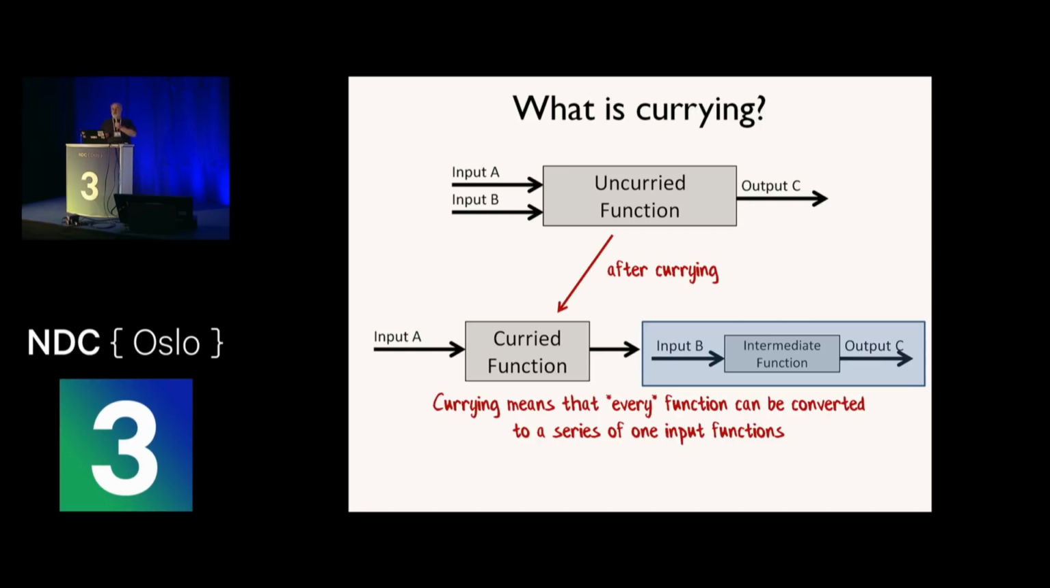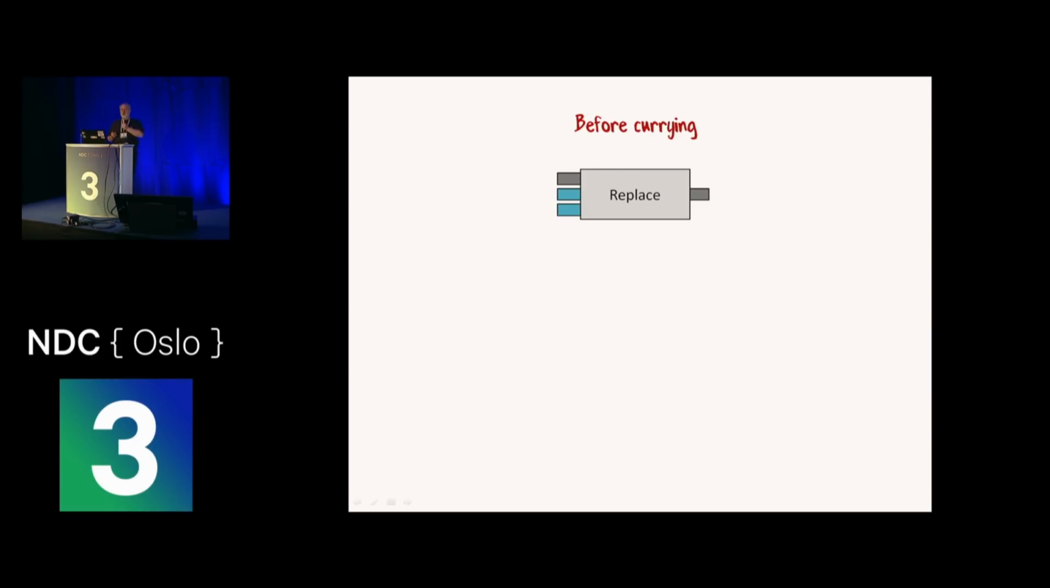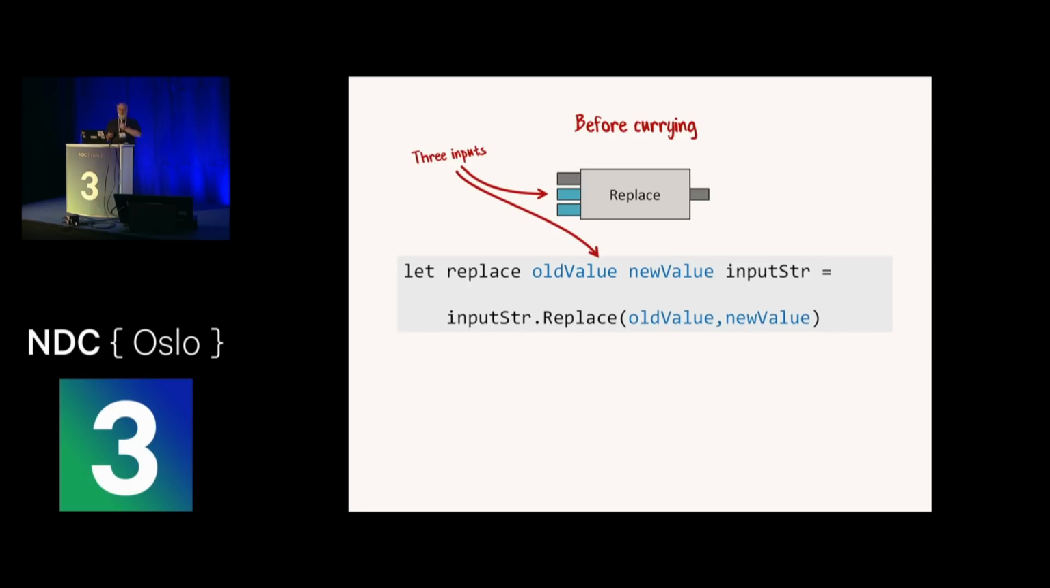So let's actually look at that in practice. Because of currying, every function can be turned into a one-argument function, which means we can use these composition techniques. So here's replace, which has three parameters. Here's the original version. We have three parameters, and we return the string. So three inputs in there, three inputs in the code. All right, so that's how you might write it in something like C#.